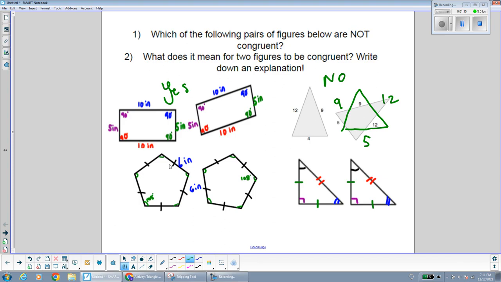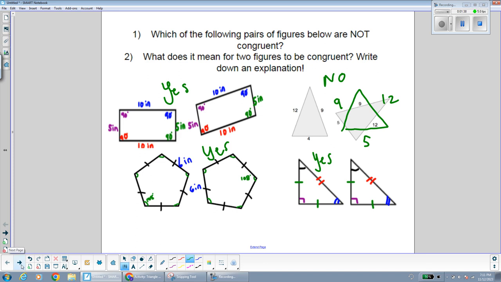Over here, all of the sides and angles are the same measurement in the two different pentagons that we have here. So they are congruent to each other. And over here, all of the angles and the sides are congruent as well. So these two right triangles are in fact congruent to each other.